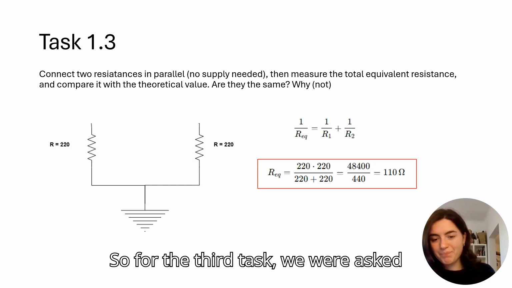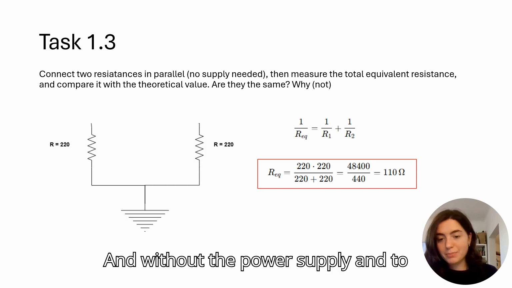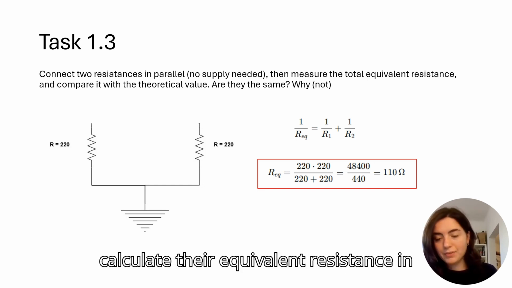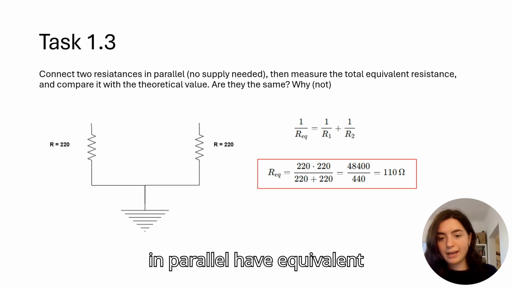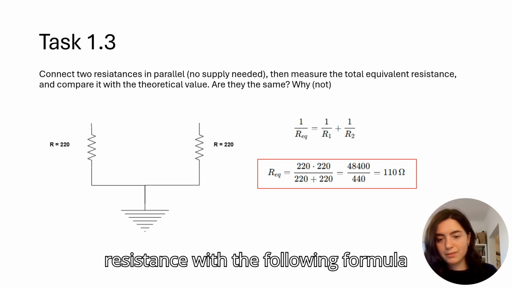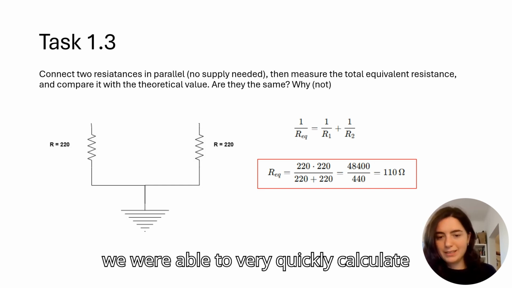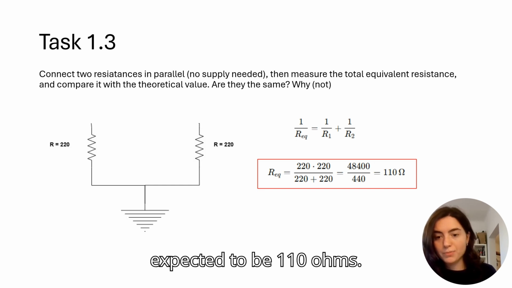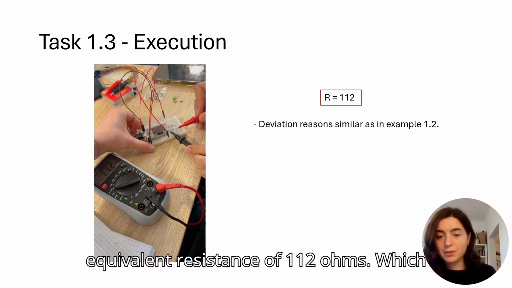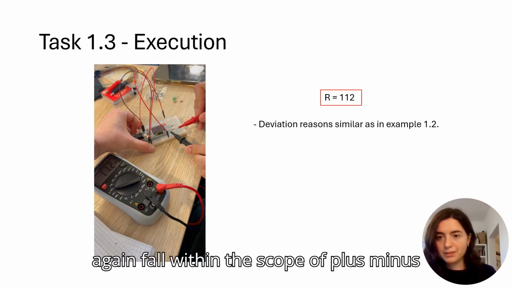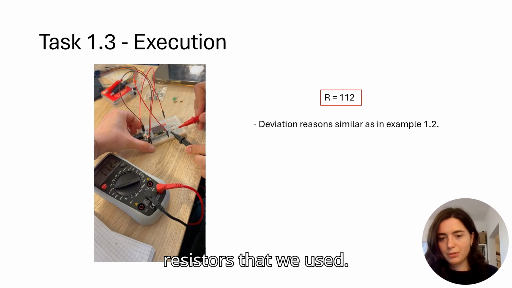For the third task, we were asked to connect 2 resistors in parallel and without a power supply, and to calculate their equivalent resistance in theory and compare it to the experimental value. We know that 2 resistors tied in parallel have an equivalent resistance given by the formula that we see on the slide. From there, we were able to very quickly calculate the equivalent resistance, which we expected to be 110 ohms. In practice, we measured an equivalent resistance of 112 ohms, which again falls within the plus minus 5% deviation that we expected from the resistors that we used.